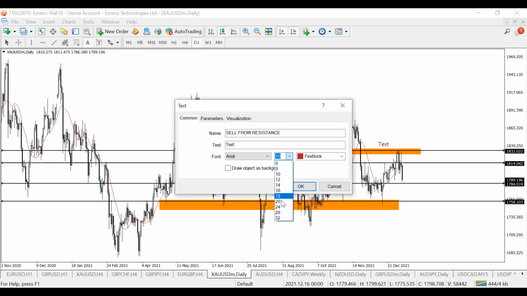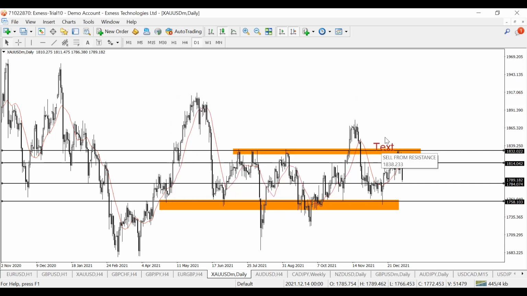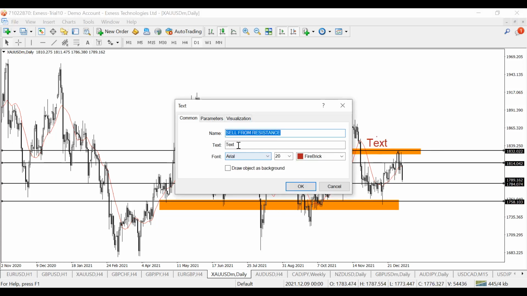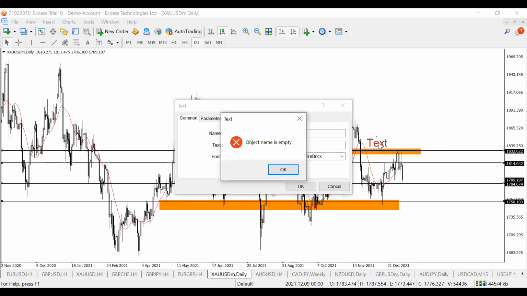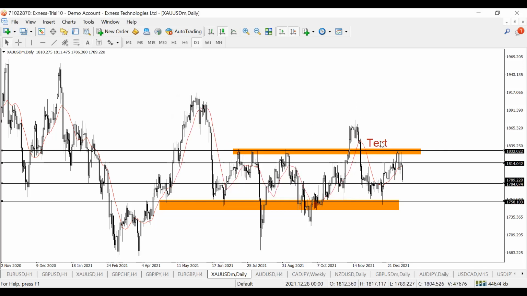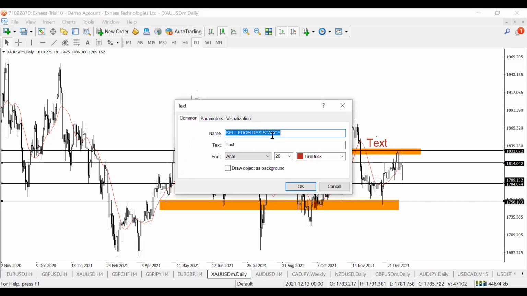Let me make the text big. I didn't put it right. Can you see it now?